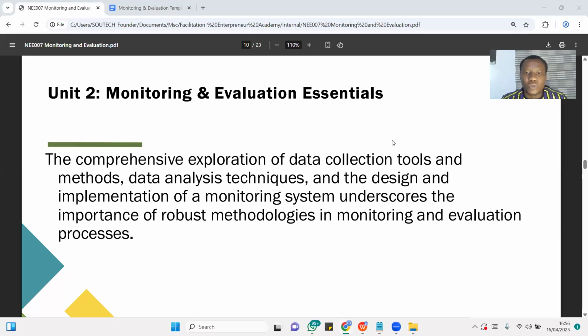Okay, hello, welcome to Module 2. In Module 2, we're going to be looking at monitoring and evaluation essentials.